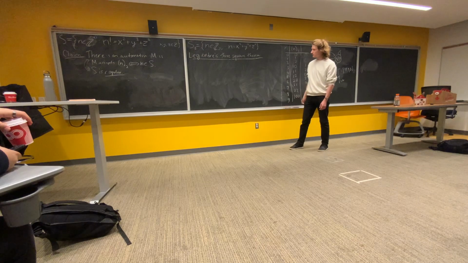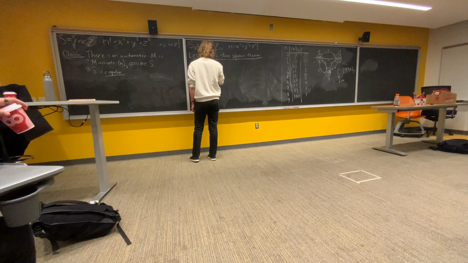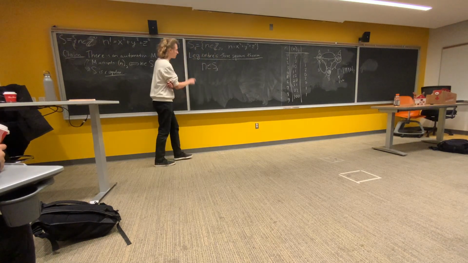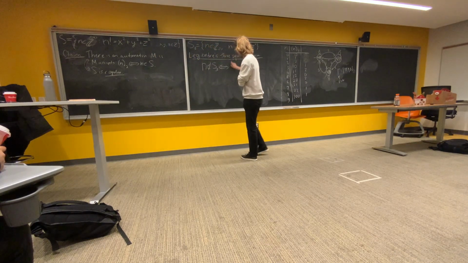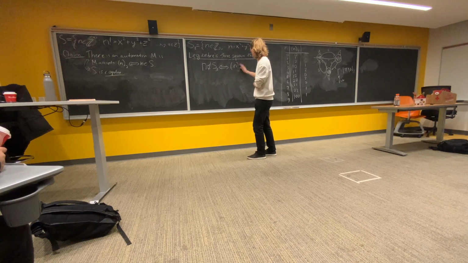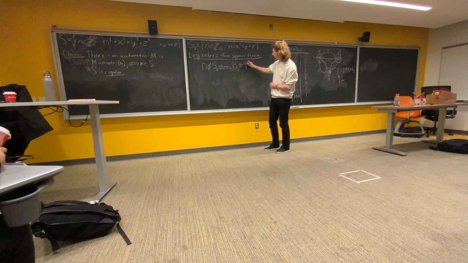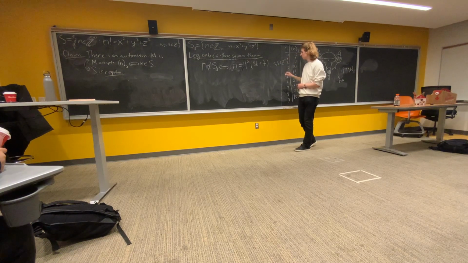So Legendre's three squares theorem says that n is not in S3 if and only if n is equal to 4 to the power of a times 8b plus 7, for non-negative integers a and b.